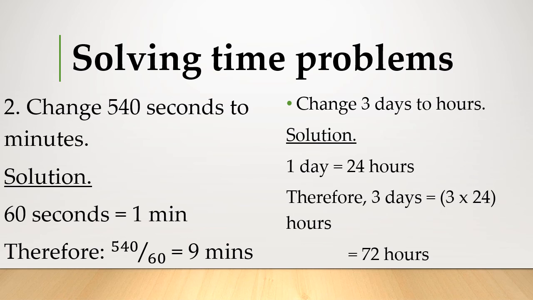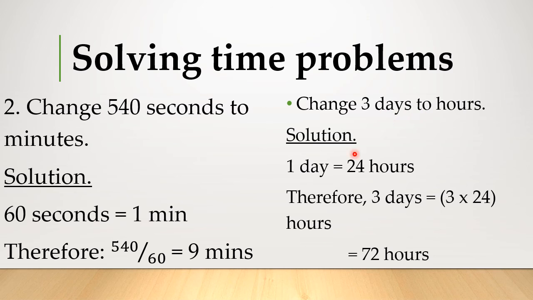Still on solving time problems. They say change 540 seconds to minutes. Solution: 60 seconds equal to 1 minute. Therefore, 540 divided by 60 is equal to what? 9. 0 cancels 0. 54 divided by 6 gives us 9 minutes. So our answer is what? 9 minutes. Simple.